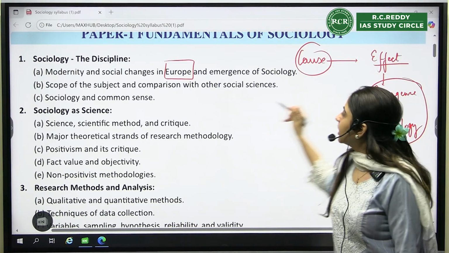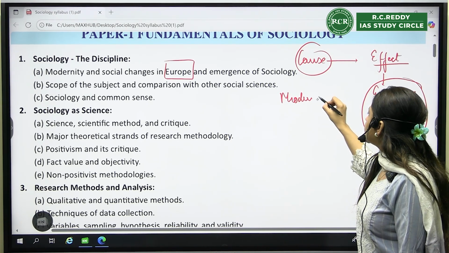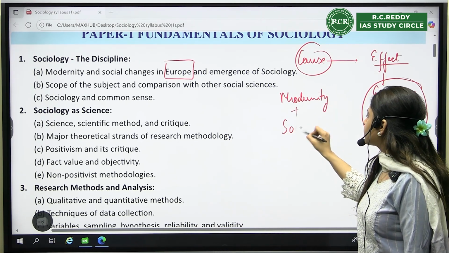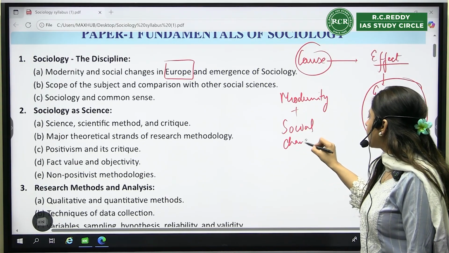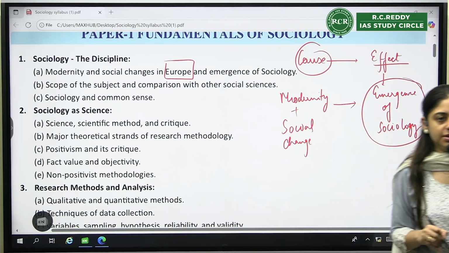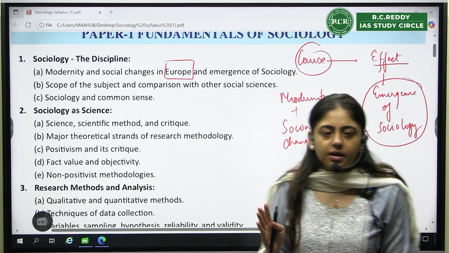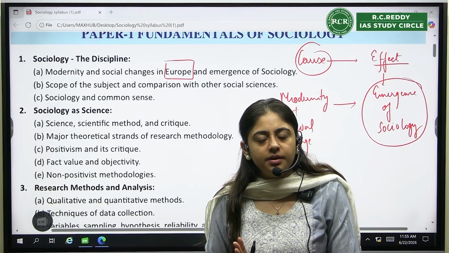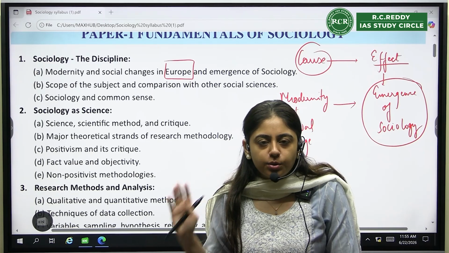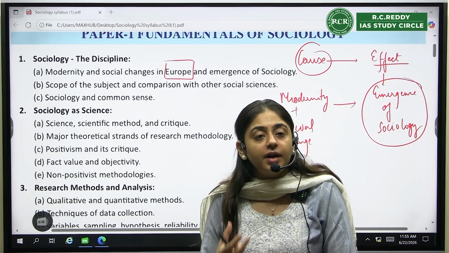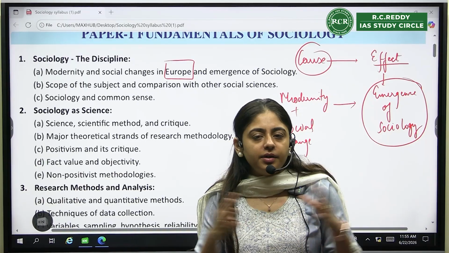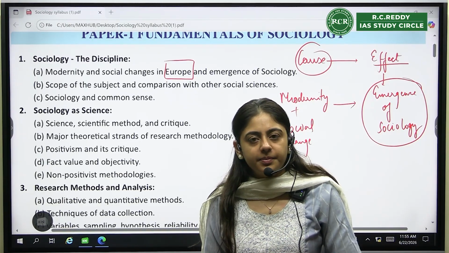So causes will be modernity, how modern society emerged, plus the social changes. This will include all the events and their connection with emergence of sociology. We are not just concerned with the events. Our main purpose is how it led to the emergence of sociology. Now the best thing about this part is it is very easy, it just involves memorization. We will be covering this part very slowly because this is the start of sociology, to have an idea of the society where the subject took birth, right?